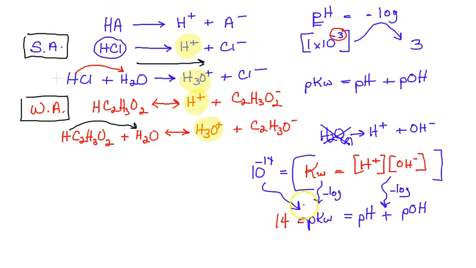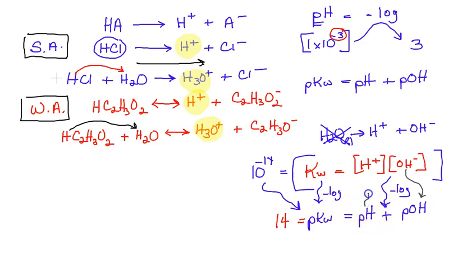Now, why am I showing you all this? Because a nice thing to do is if you have a hydroxide concentration from one of your problems, then you can quickly get the pOH by negative logging it and then subtract from 14 to get your pH.